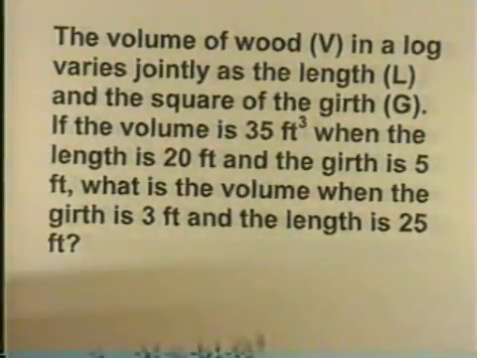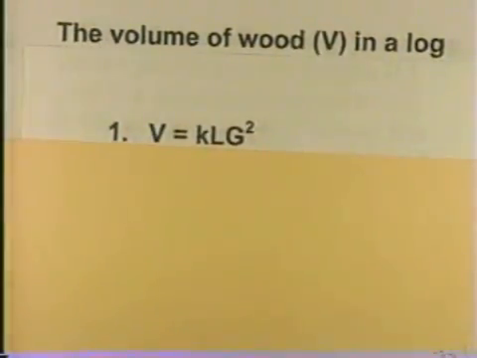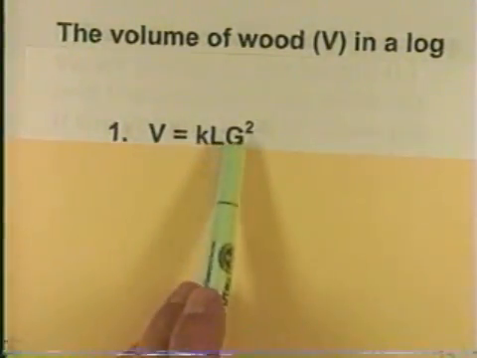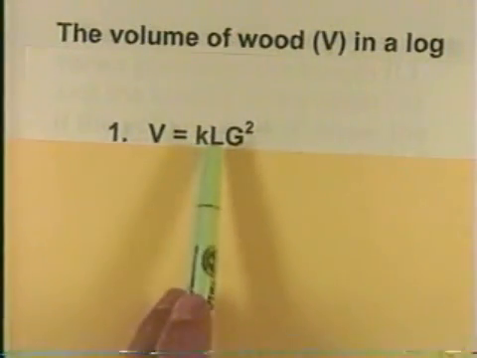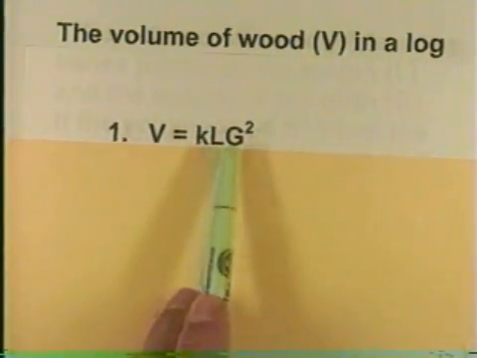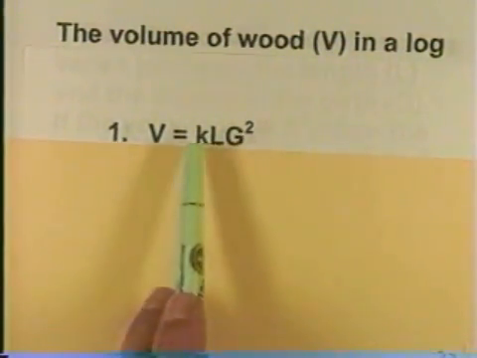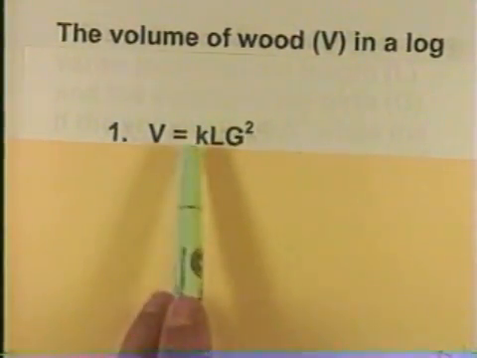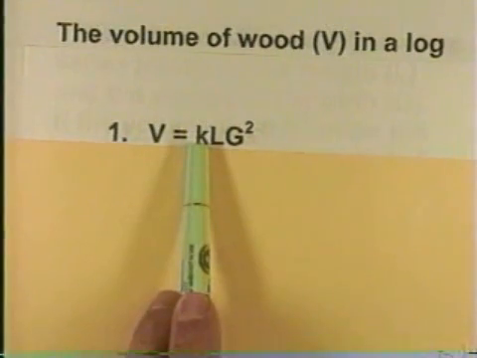The first step is to write the model. So the volume varies jointly. That means we're going to be multiplying the variables together. It varies jointly as the length and the square of the girth. So the volume is K times L times G squared. K is your constant of proportionality.